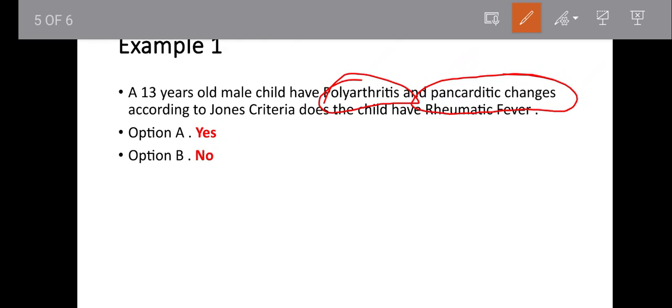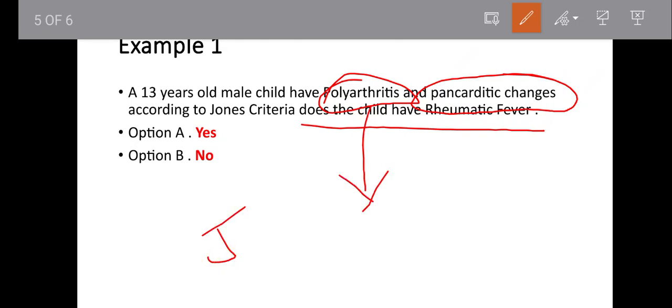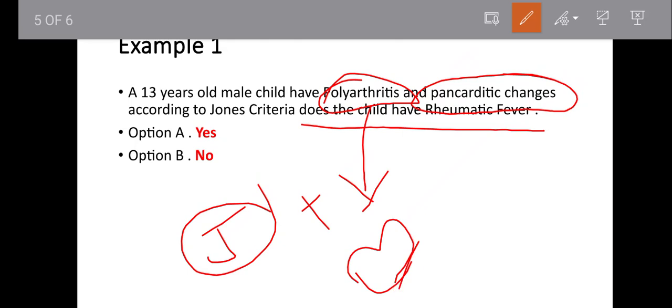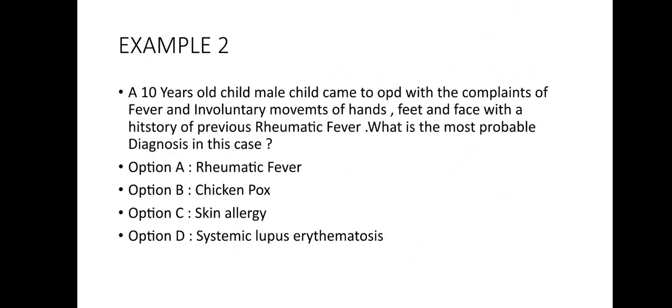So, according to Jones criteria, does the child have rheumatic fever? According to our mnemonic, J is joint involvement, which is polyarthritis, plus cardiac changes. Carditis is the heart involvement, which is also a major manifestation. So in this case, the child has two major manifestations according to Jones criteria, so the child may have rheumatic fever. This is about the first case.